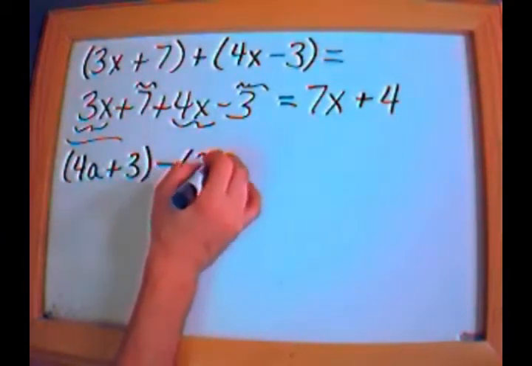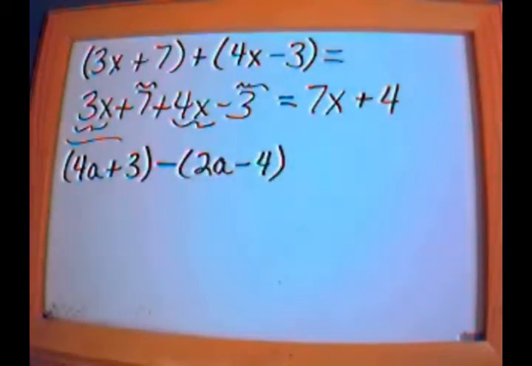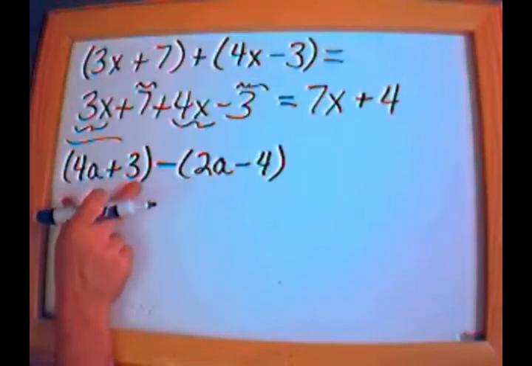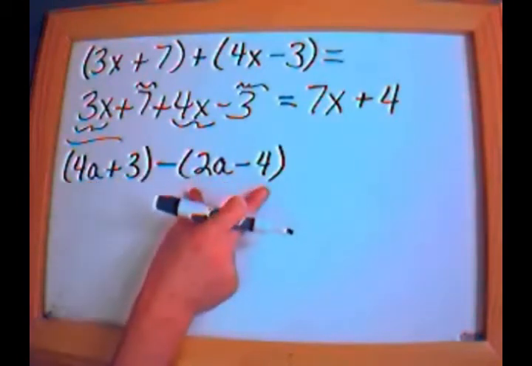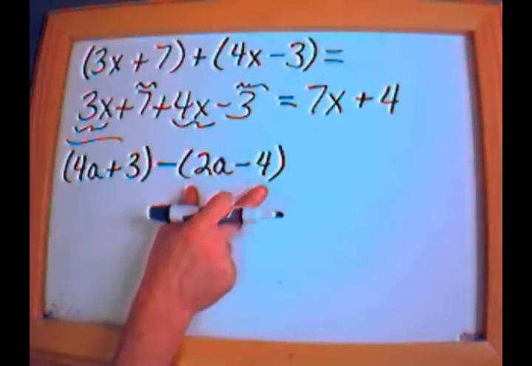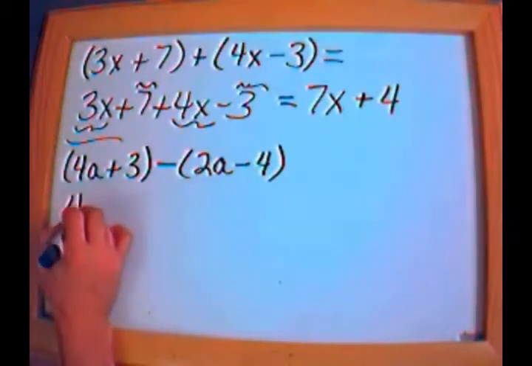minus (2a minus 4)? Okay? Same story. I can't really add these together because they don't have the same variables. I can't really add or subtract these together because they don't have any of the same variables. So I'm just going to remove these parentheses.